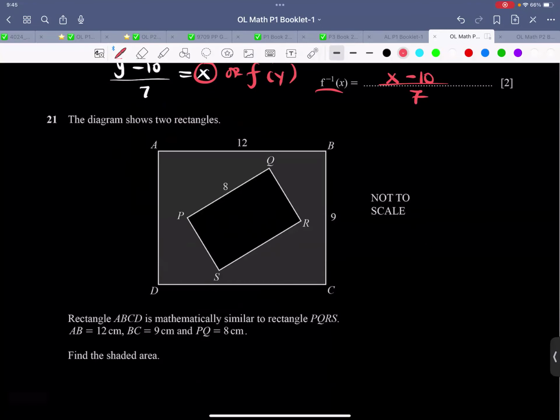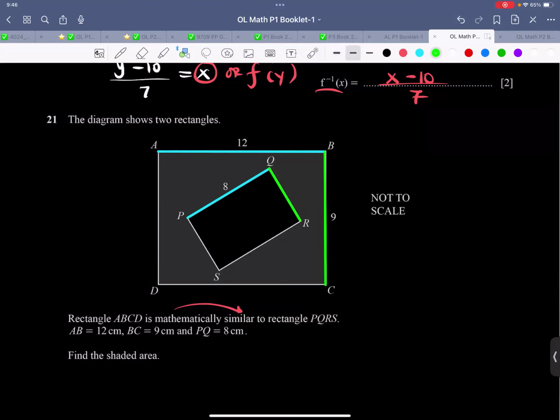The diagram shows two rectangles. Rectangle ABCD is mathematically similar to rectangle PQRS. What does that mean? Now, look at the sides. Let me highlight it. This side, AB, is the longer one, and BC is the shorter one. Over here, the longer one is PQ, and the shorter one is QR, like this.